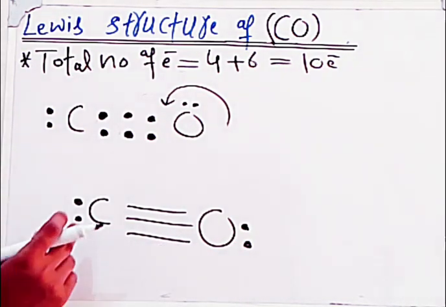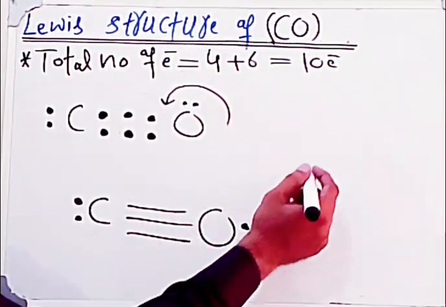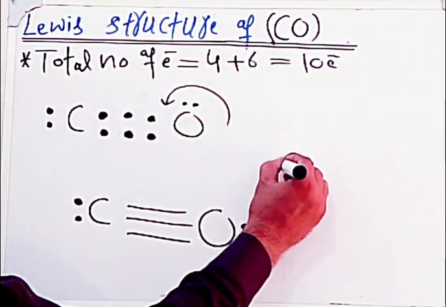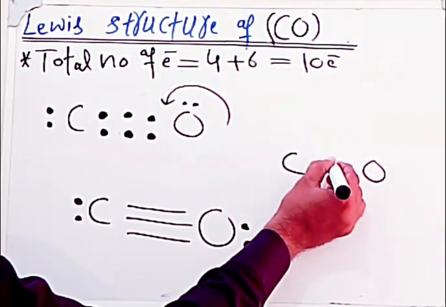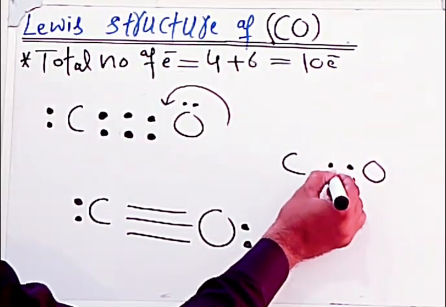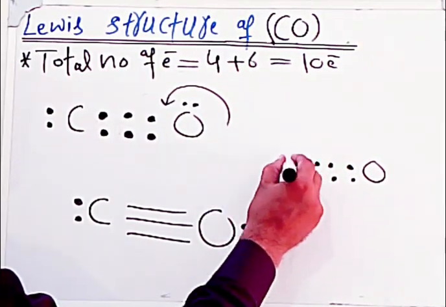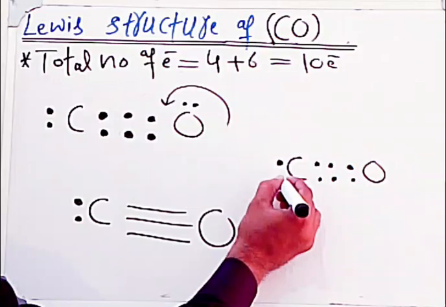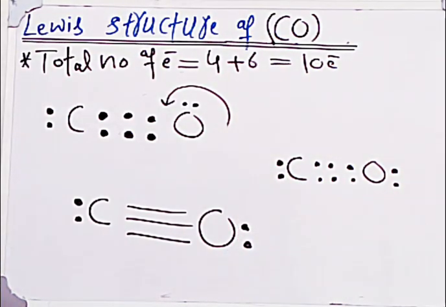So students, in this way, both oxygen and carbon complete their octet like this. Carbon, oxygen, a triple covalent bond which is present between this carbon and oxygen, and one pair of electrons as a lone pair exists on both carbon and oxygen.